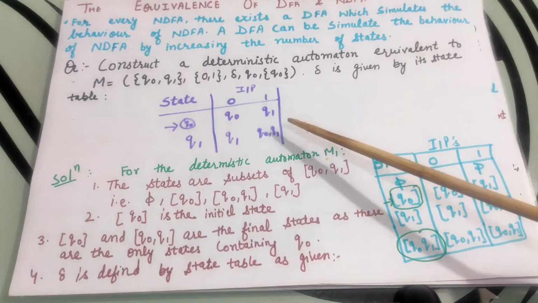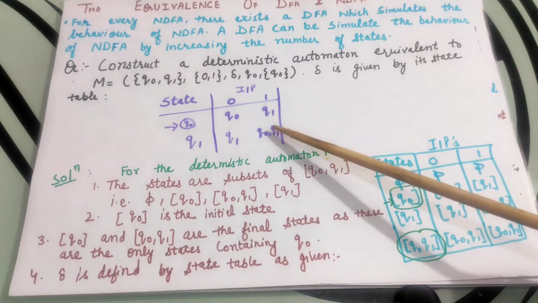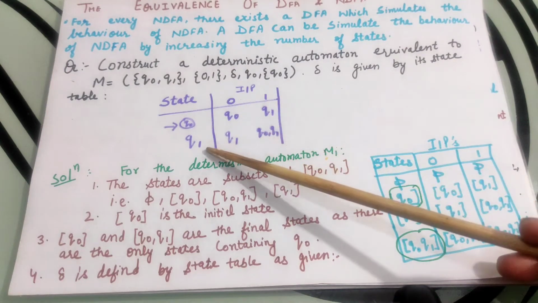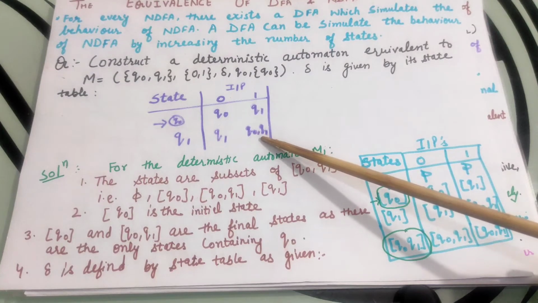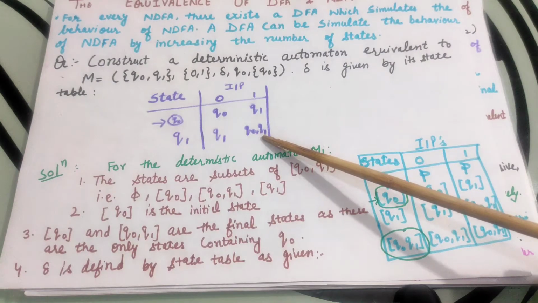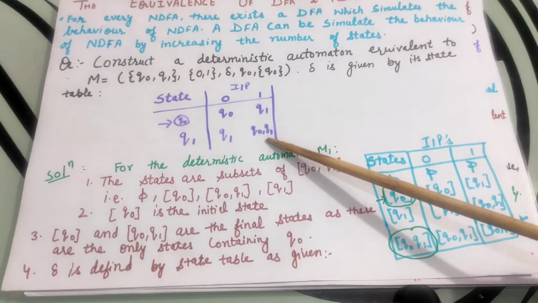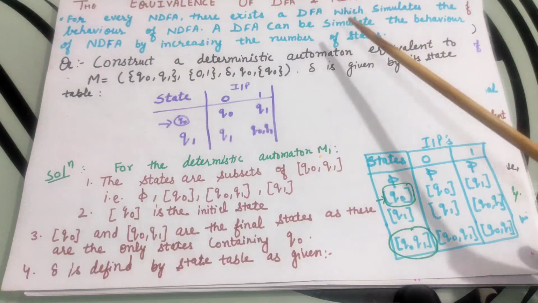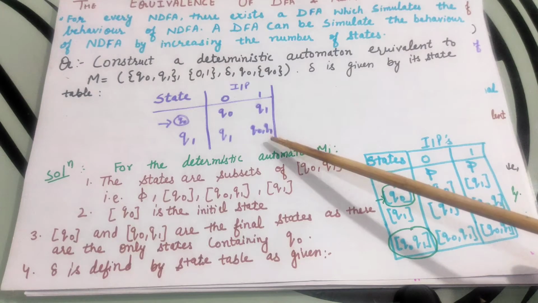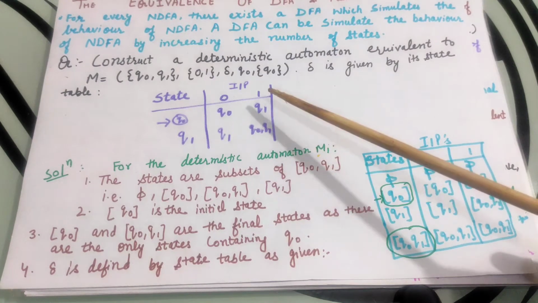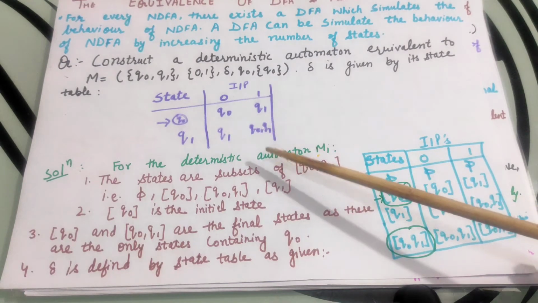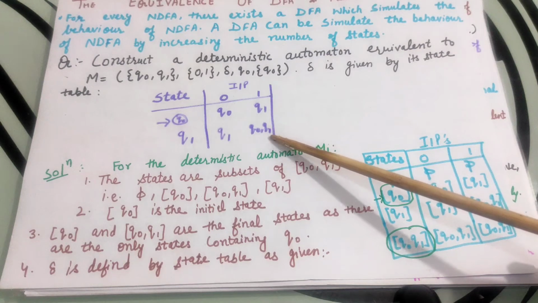How is it determined that this is an NDFA? Because when we provide a 1 input on the Q1 state, we get two different states. These are Q0 and Q1. So this shows that this is an NDFA. Now, for the equivalence of NDFA and DFA, we have to convert this into a deterministic state. This is non-deterministic because on 1 input, Q1 may go to Q0 as well as to Q1. It is non-deterministic, that's why this behaves like an NDFA.